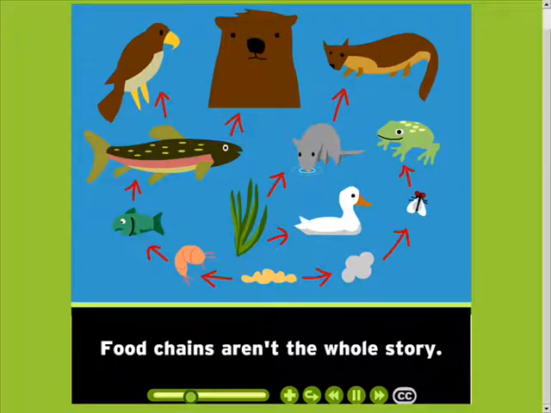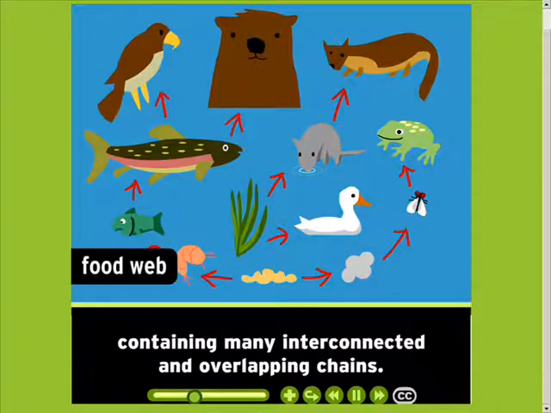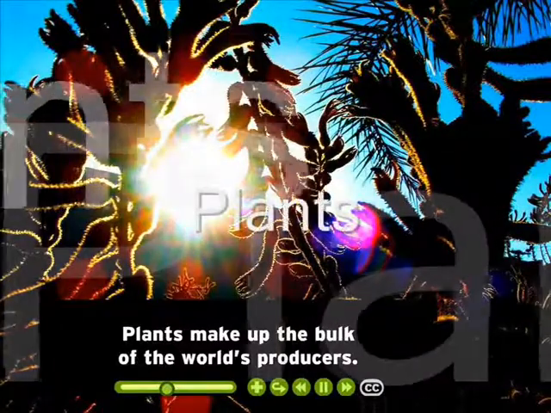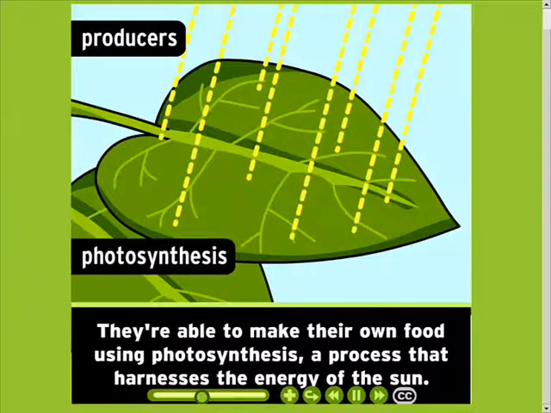Food chains aren't the whole story. Often they combine to form complex food webs containing many interconnecting and overlapping chains. Any food web has four major elements: the sun, producers, consumers, and decomposers. Plants make up the bulk of the world's producers. They're able to make their own food using photosynthesis, a process that harnesses the energy of the sun.